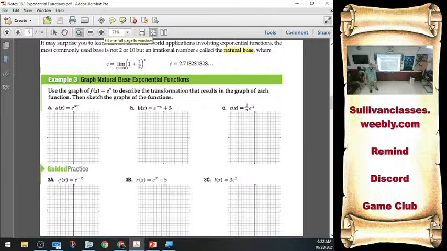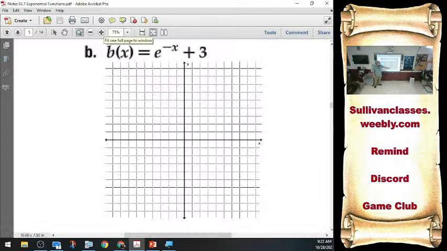For our purposes, it's just another base. When I hear the word continuous or natural, I know that E is involved. I can still tell you all of the transformations that happen to it, right? Without even knowing what E is, what 2 transformations happen to the parent graph? Horizontal reflection. Vertical translation up 3. There we go.